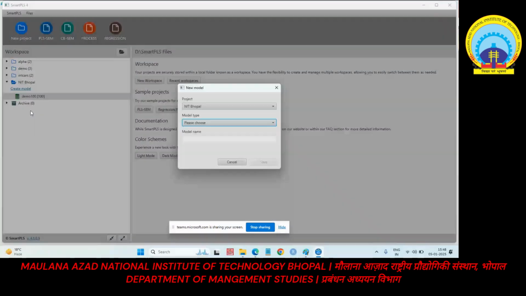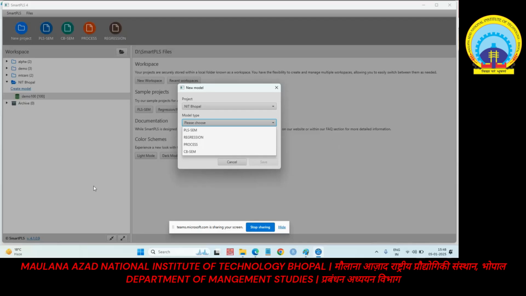Now come to create model. Now 3-4 sorts of things are there. PLS-SEM is where we will work on all the things. Wherever regression is there, its actual name should be NCA. Please remember, when the second option says regression, actually its meaning is necessary condition analysis. So whenever we want to go for necessary condition analysis, we will go for the regression.